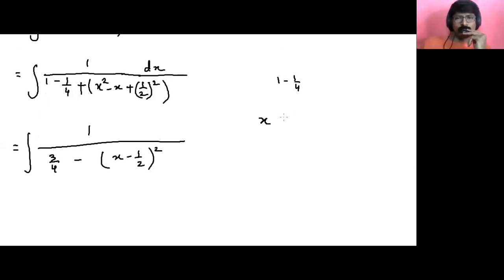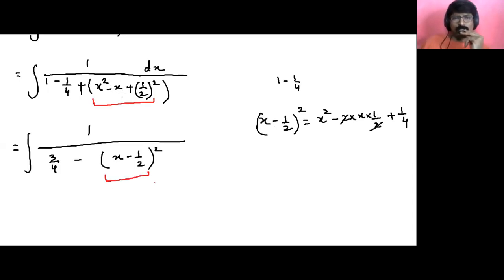Why is this x minus 1/2 the whole square? Look at this. What is x minus 1/2 the whole square? It will become x square minus the product 2 into x into 1/2. This 2 and 2 will get cancelled, so it will become negative x, which is over here, plus 1/2 square, which will become 1/4, which is over here. So I hope you understood how I got from this to here. And what is the process? Just take the coefficient of x, do half of it, and make the square of it.